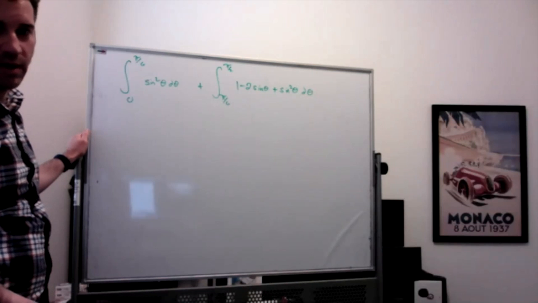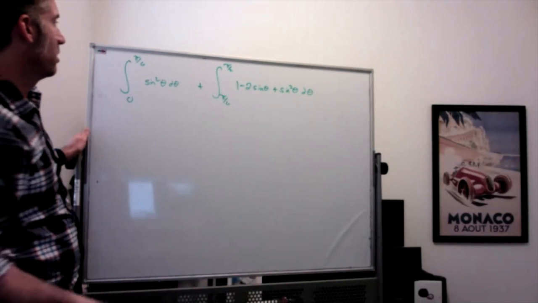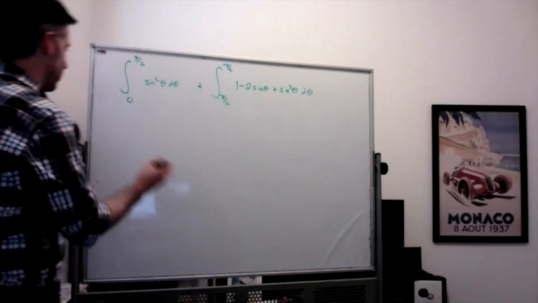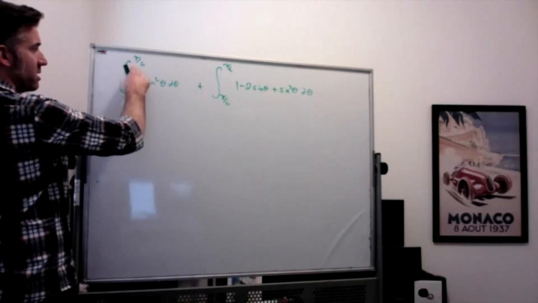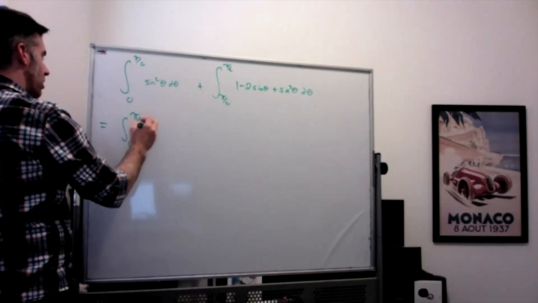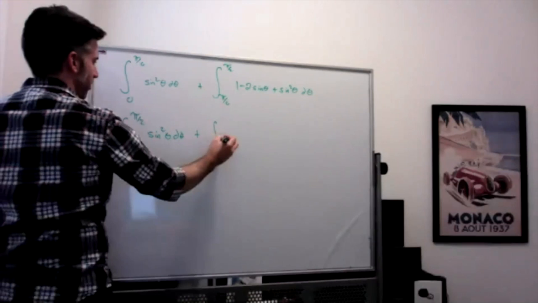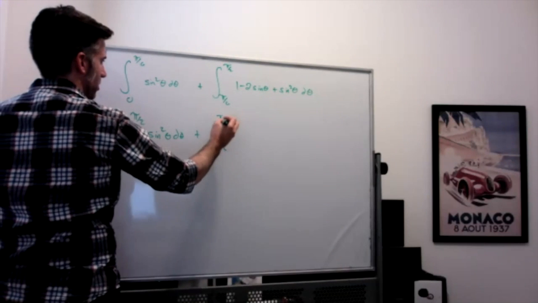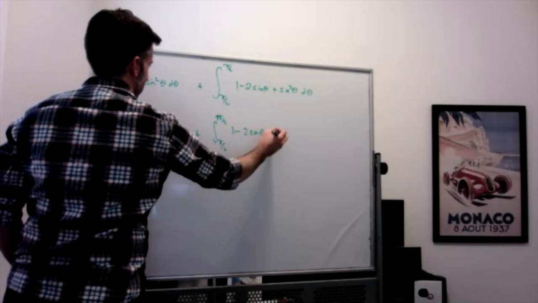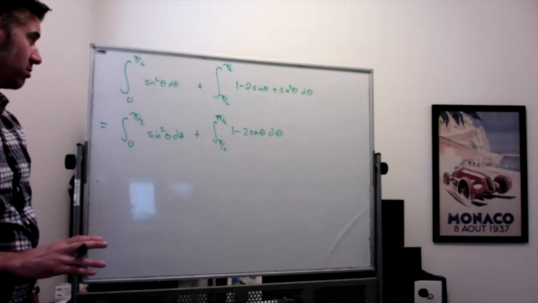I might do something to make my life a little easier here. Here's what I notice. I've got a sine squared theta here and sine squared theta here. So what I could really do is rewrite this as the integral from 0 to pi over 6 plus pi over 6 to pi over 2 of sine squared theta, plus the integral from pi over 6 to pi over 2 of 1 minus 2 sine theta. Do I need to explain that more? I'm happy to if you would like me to.